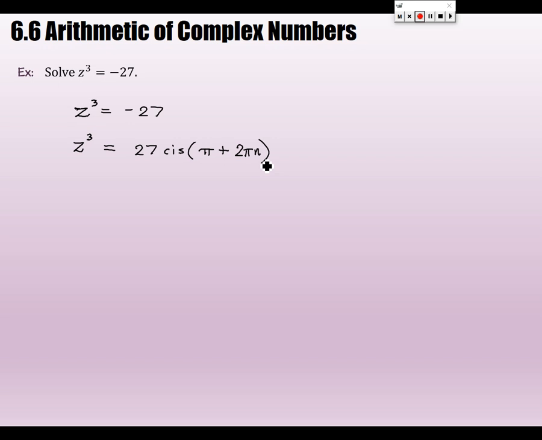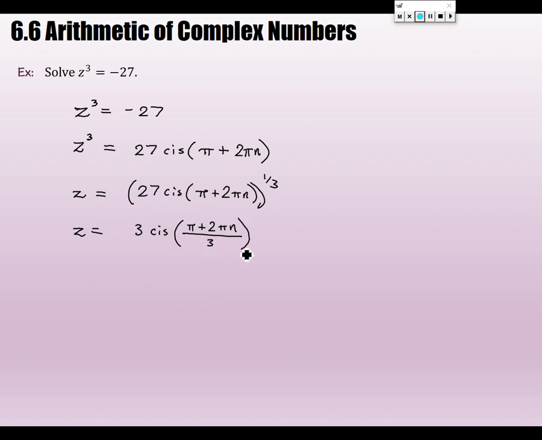Now we'll take the cube root. So we get all of this to the 1/3. And 27 to the 1/3 is 3. But De Moivre would ask us to do what inside here? Yeah, multiply by 1/3 or divide by 3.